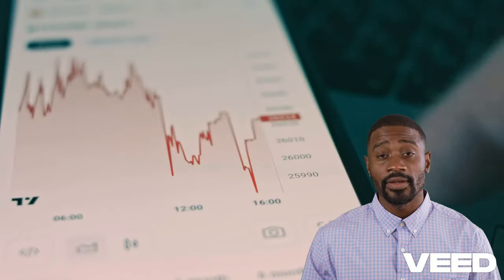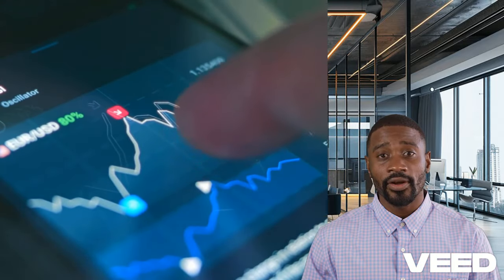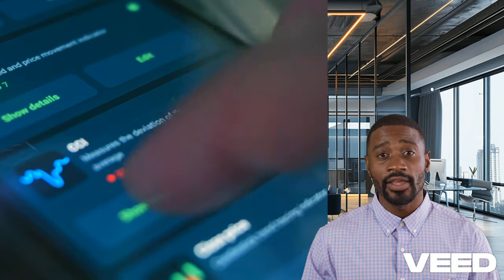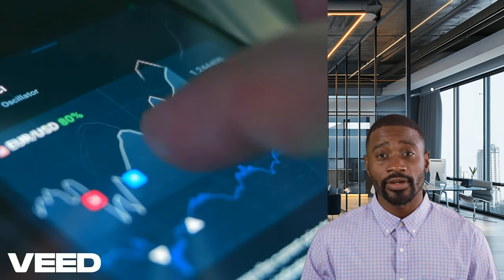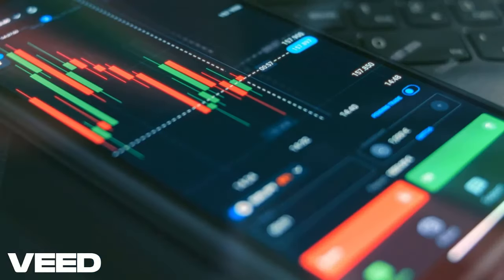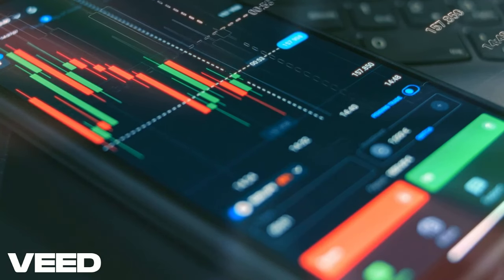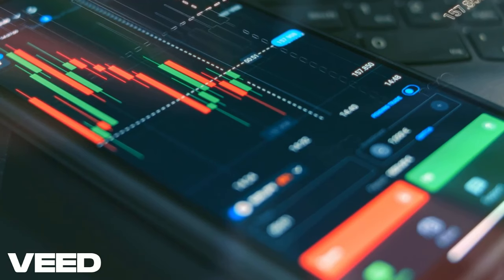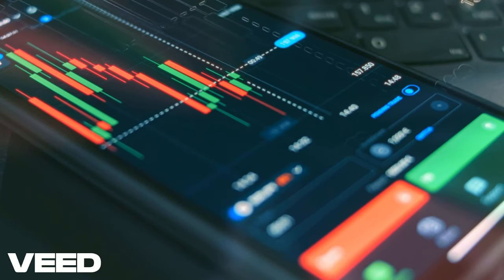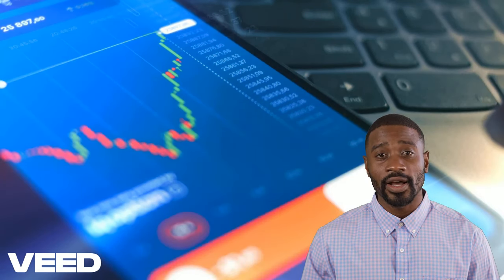So there you have it, a quick guide to some of the most popular technical indicators and how to use them in your trading. Keep in mind, no indicator is perfect, but using them in combination and understanding how they work can definitely give you an edge in the markets. If you're just starting out, don't feel pressured to use all the indicators at once. Pick a couple of them, practice, and build your confidence. Remember, trading is a marathon, not a sprint.